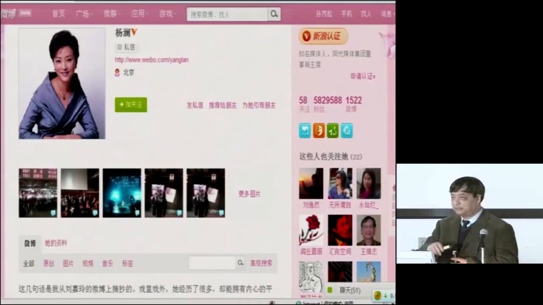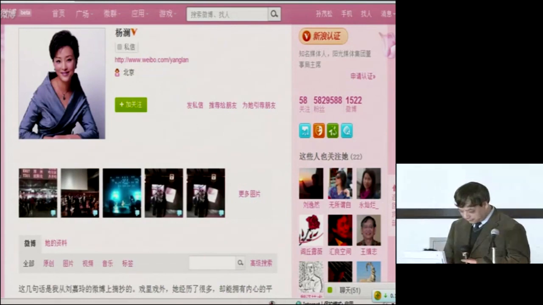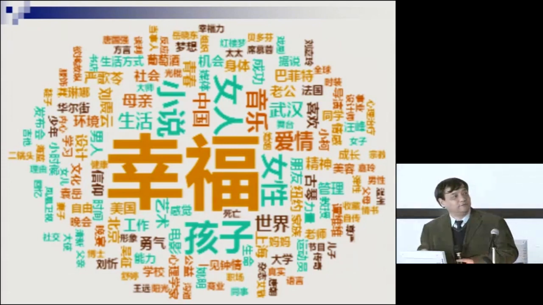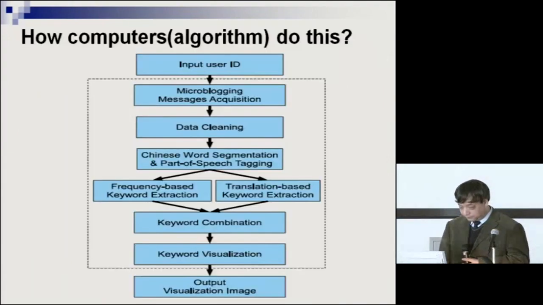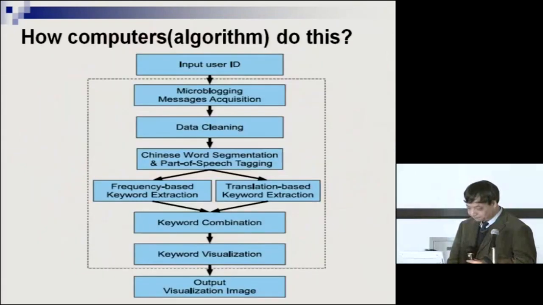This is another example. Yang Lan is a famous TV program host based in Hong Kong. But her cloud is very different: happiness, women, love, novel, children, artists. Very different. So this example shows the usefulness of keyword extraction.